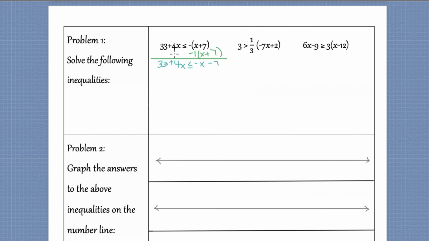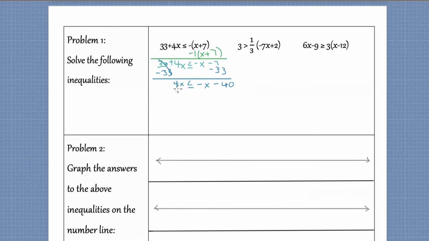Now we have to get the x variables on one side and the constants on the other side. The way I'm going to start is to subtract 33 from this side and subtract 33 from this side to get all of the constants on the same side. So 33 minus 33 cancels each other out and leaves us with 4x on this side, which is less than or equal to -x minus 7 minus 33, which gives us minus 40.